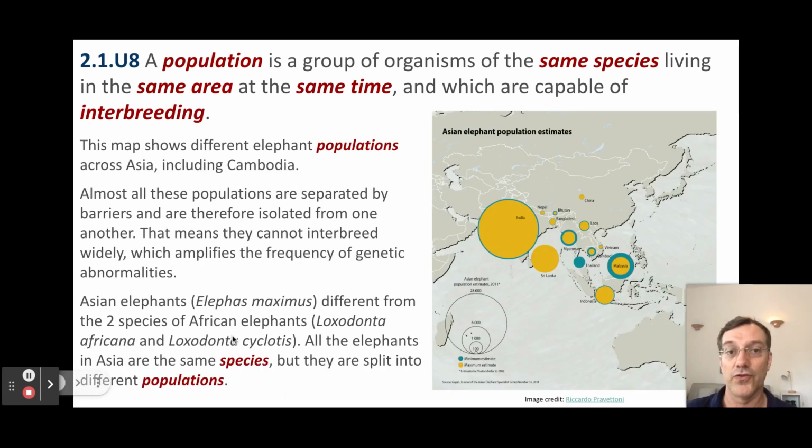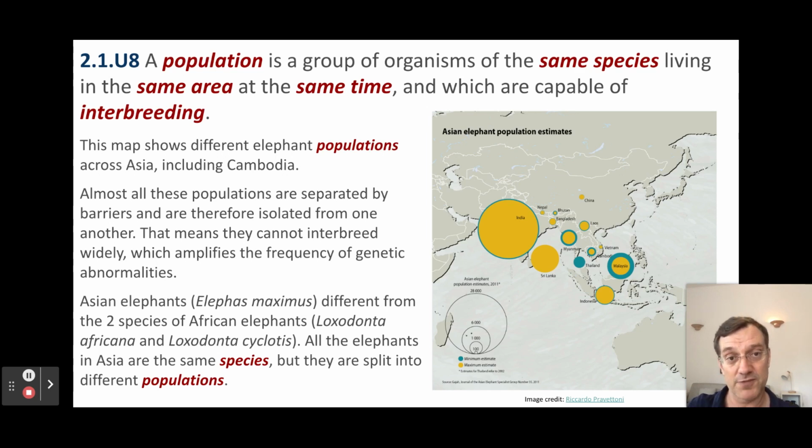Just like the elephants in Tanzania, we see a similar concept here in Southeast Asia. The circles on this map all represent different populations of the Asian elephant. Now, Asian elephants are a different species from African elephants. So in Tanzania, we have different populations of African elephants, that's the Loxodonta africana. In Southeast Asia, we have a different species, Elephas maximus. It's a different genus. They are related to one another, but they're not the same species. So the African elephants and the Asian elephants are not populations of the same species.